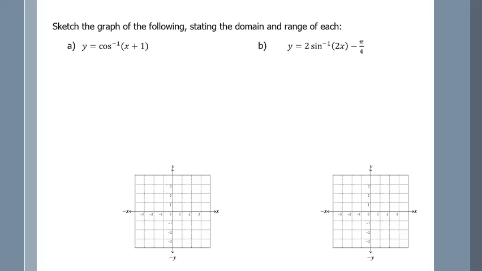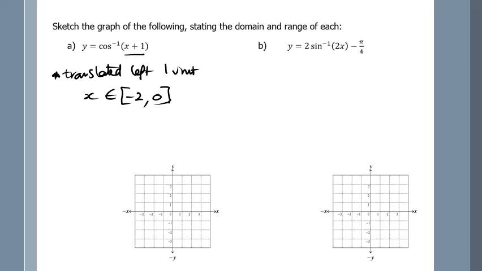A basic cos inverse graph has a domain from -1 to 1. Here, this cos inverse graph has been translated to the left by 1 unit. That has the effect of our domain, instead of being from -1 to 1, if we translate it left 1, it's going to be -2 to 0. Our range remains unchanged because we have no coefficient out the front and we have no translation up or down. So our range is going to be from 0 up until pi inclusive.